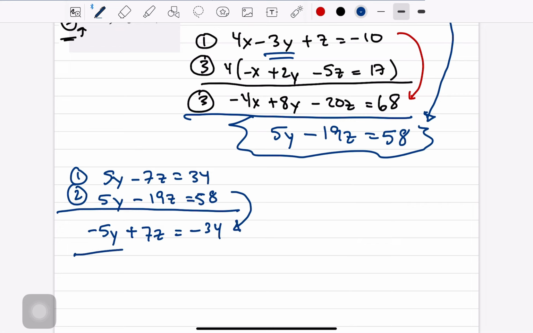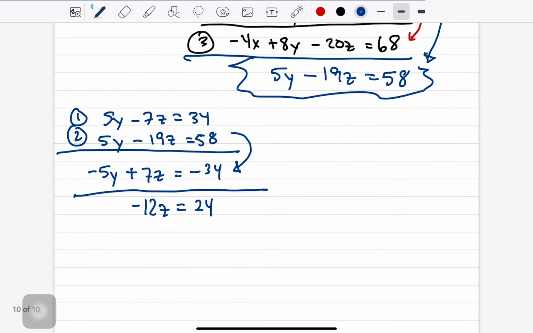So I'm going to add them together, draw a line, and 5y minus 5y cancel out. Negative 19z plus 7z, I believe that's going to be negative 12z, if my math is correct, and then equals 58 minus 34. Wowzers. What is that? Is that 24? It's got to be 24. So that's going to be 24 right there.